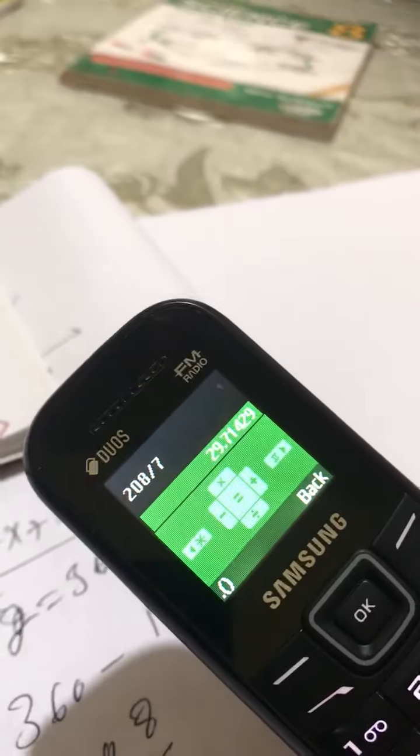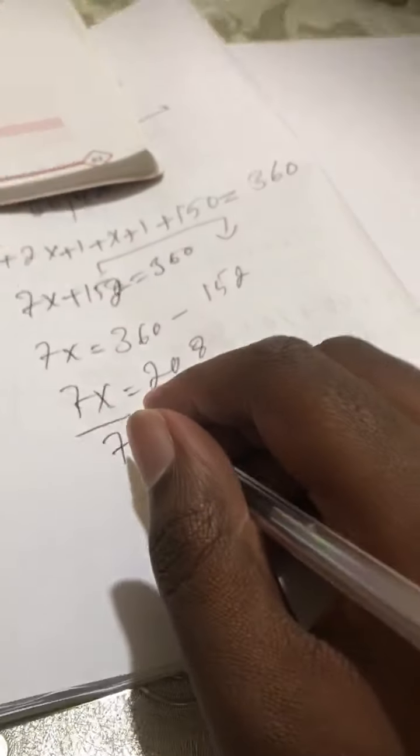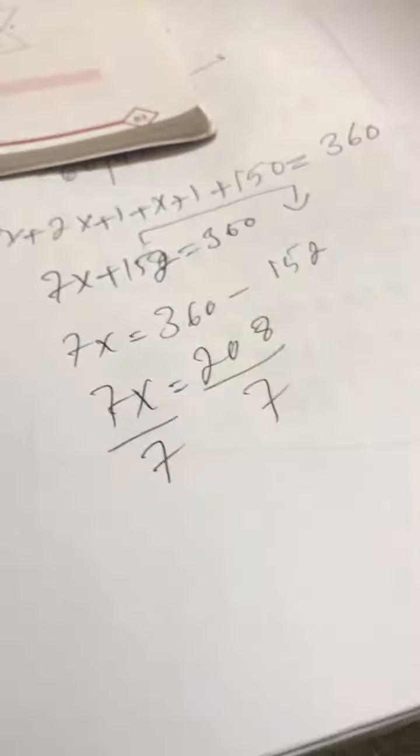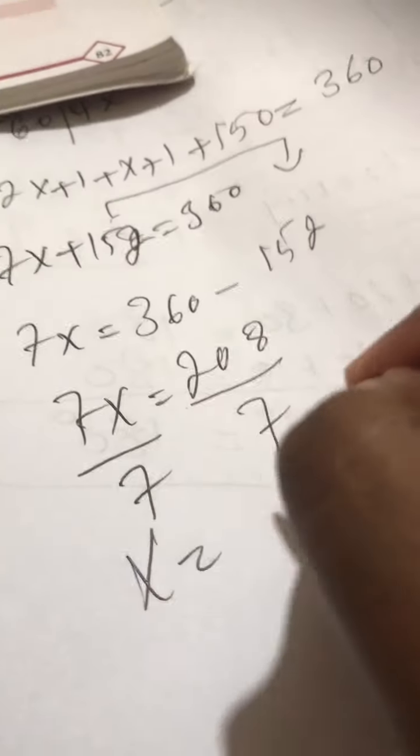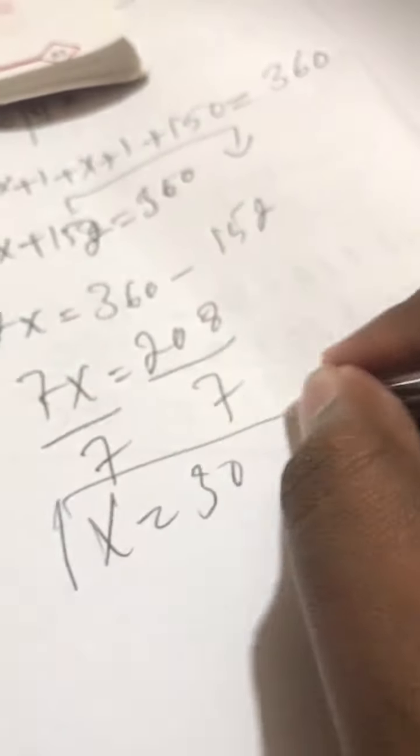29.7. It would be a decimal. It would be 29.71, 29.71. Okay, we just round it and then we take 30 degree. So it's just writing x equal to 30 degree, or let's say 30.